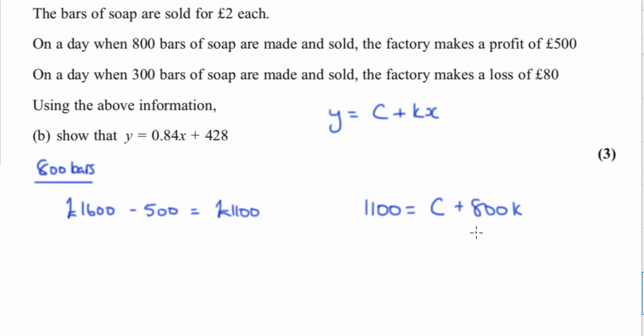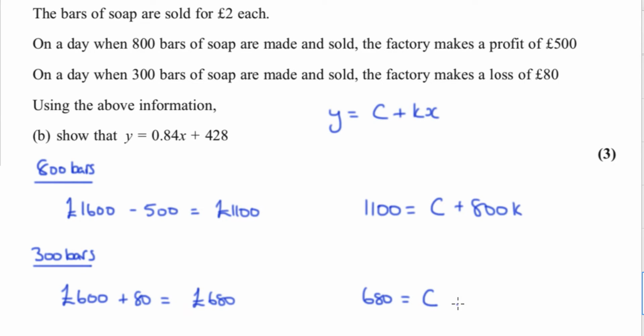If we do the same thing for the 300 bars, then we know that they're going to collect in £600, but it says that they make a loss of £80, so it must have cost them £680 to make those 300 bars of soap. So if we do a similar thing here, the £680 is the fixed cost plus the cost per bar. So that's going to be 300 times K this time. We need to work out C and K.